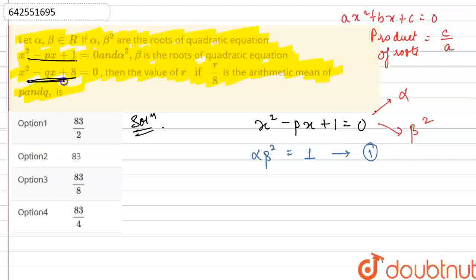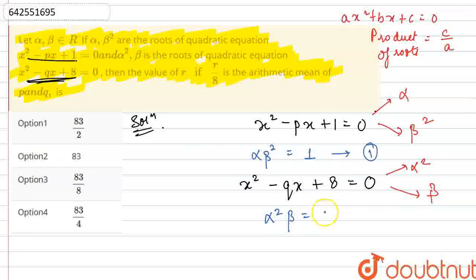Similarly we are given another quadratic equation, x square minus qx plus 8 equals 0, and this equation has roots alpha square and beta. So here also, using the product of roots, alpha square into beta will be equal to c by a, which means 8. Let's say this is equation number 2.